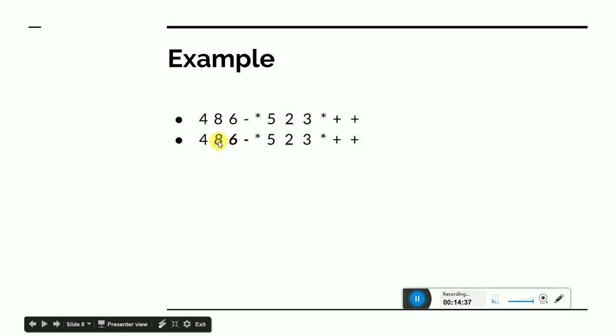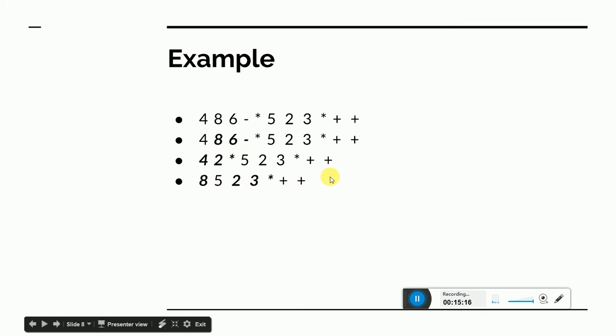So what this is saying is we need to take 8 minus 6. All three of these terms here, 8, 6, negative, is saying 8 minus 6, so that equals 2. So when we rewrite it, we have 4, 2. We got rid of that because all three of these end up being 2. And then we have times, bring the rest of it down. Now when we look from left to right, once again, the next thing that we see is a 4 and a 2 with a multiplication. So the next thing we're going to do is multiply 4 times 2, and 4, 2, star becomes 8. So we get 8, 5, 2, 3, star, plus, plus.